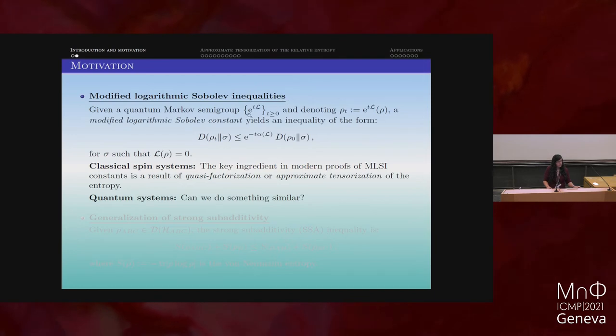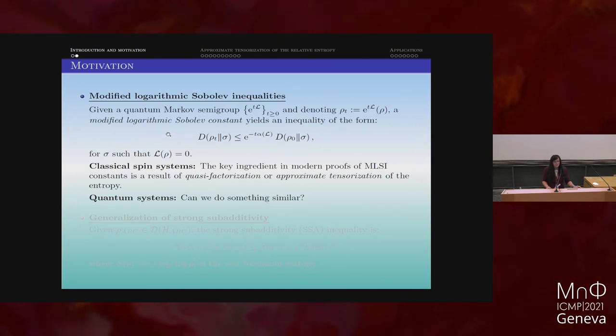So if we consider a quantum Markov semigroup given by these terms here, defined in terms of the generator of the Lindbladian here, and we denote by rho of t the state rho after a certain time t, then if we have a positivity of a modified logarithmic Sobolev constant, this in particular yields an inequality of this form. So this yields some entropic convergence, some exponential convergence with respect to the relative entropy. And if we use here Pinsker's inequality, then we have essentially an upper bound and an exponential convergence with time even for the one norm distance between the two states. So studying systems for which there is positivity of such a modified logarithmic Sobolev constant is a very important problem in general.